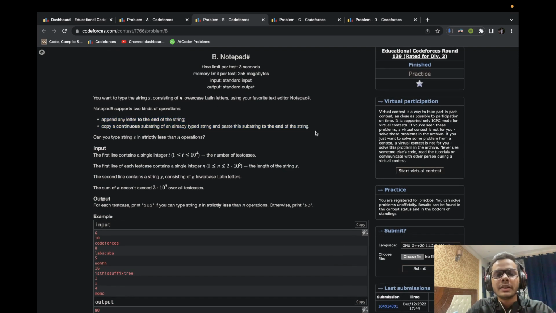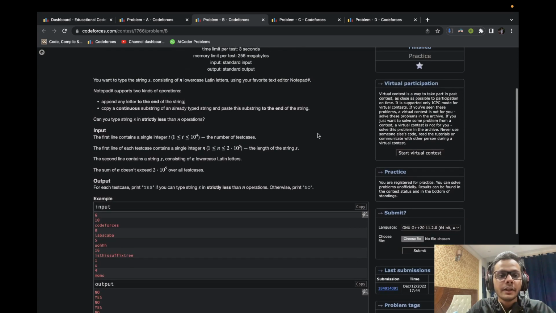So the second option basically means that we have a string which we have typed till now. So we'll just choose any contiguous substring. We are allowed to choose any substring, and in one operation we can paste that entire substring towards the end of the string which we already have till now. Okay. Now what is our job?